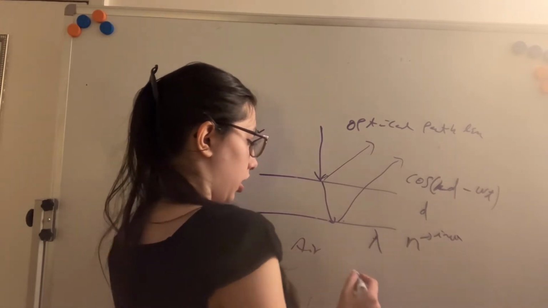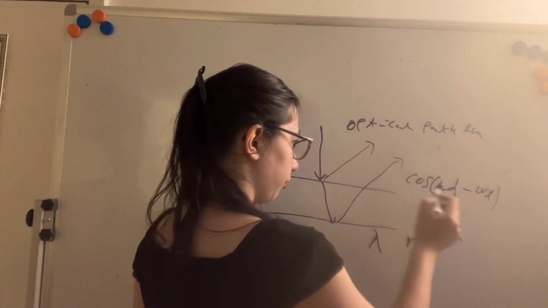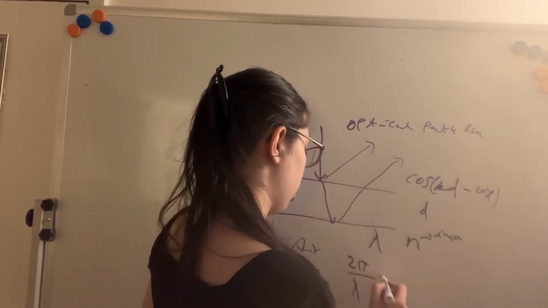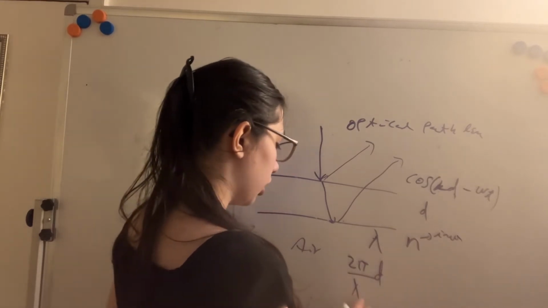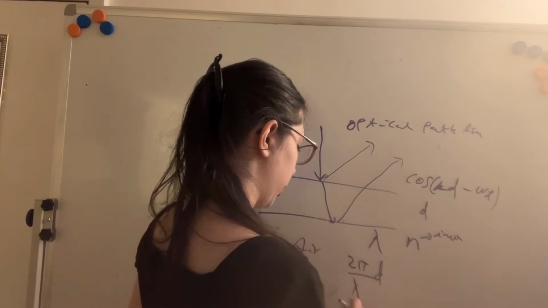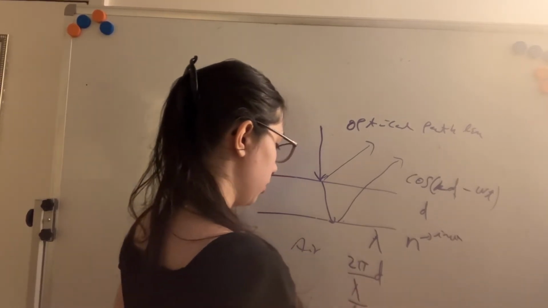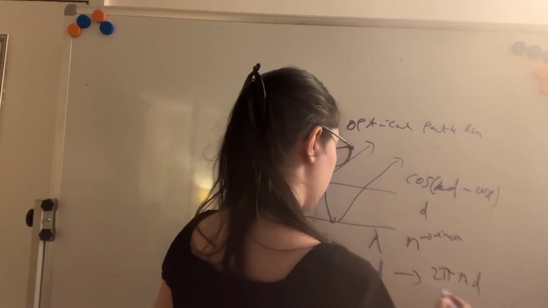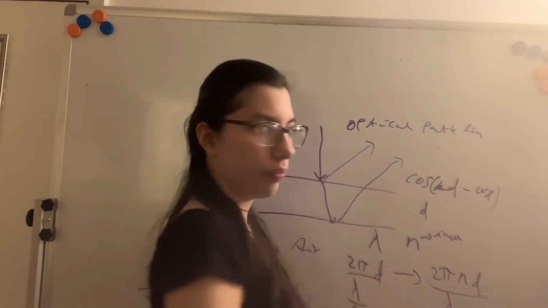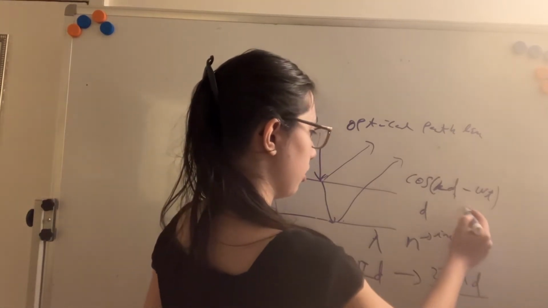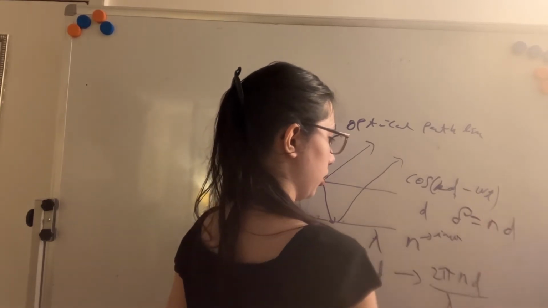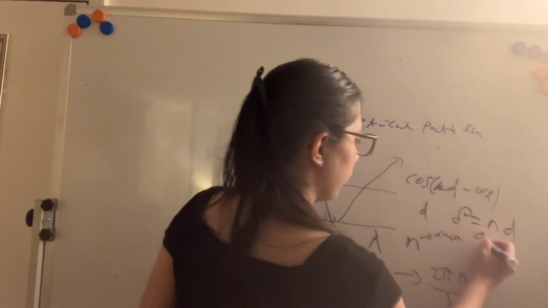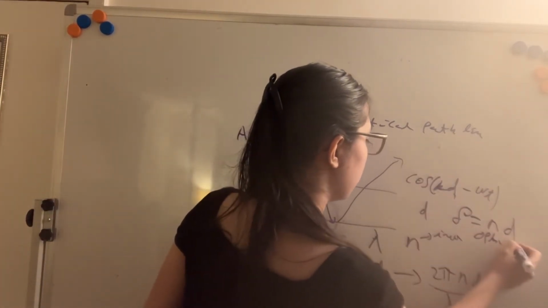then k you can see as 2 pi over lambda, times d. Then the new lambda would be lambda over n. So we have 2 pi n d over lambda. 2 pi over lambda is k. So actually the phase would be n d. This is called the optical path length.